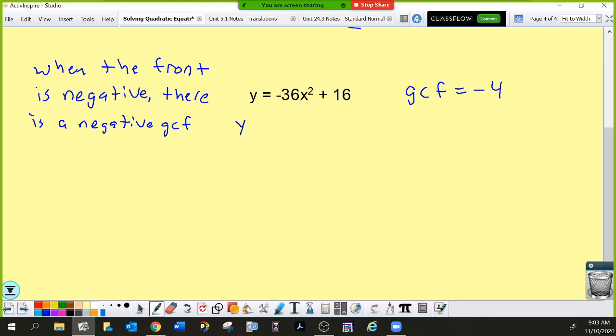Please remember that when you divide by a negative, your signs are going to switch. So negative 36 divided by -4 gives me positive 9. I didn't touch the x's. 16 divided by -4 gives me -4.